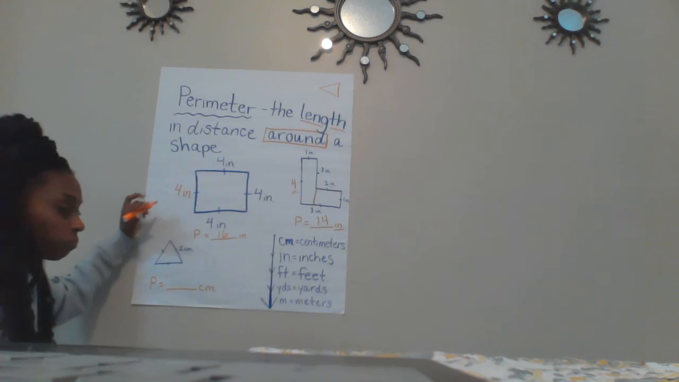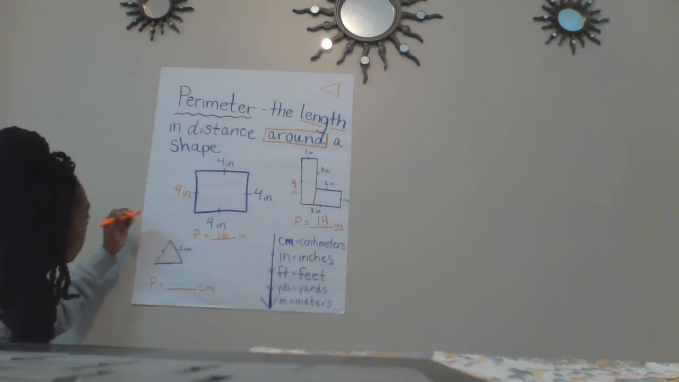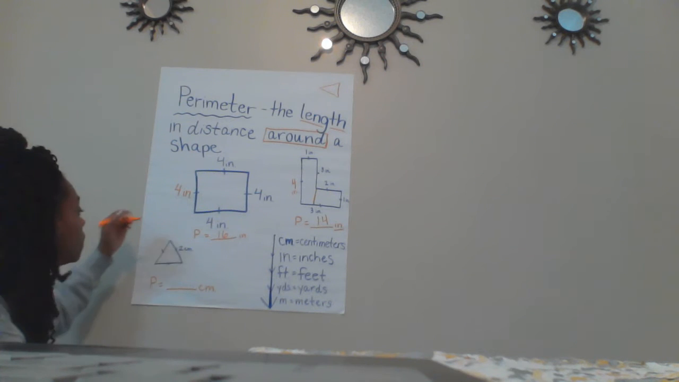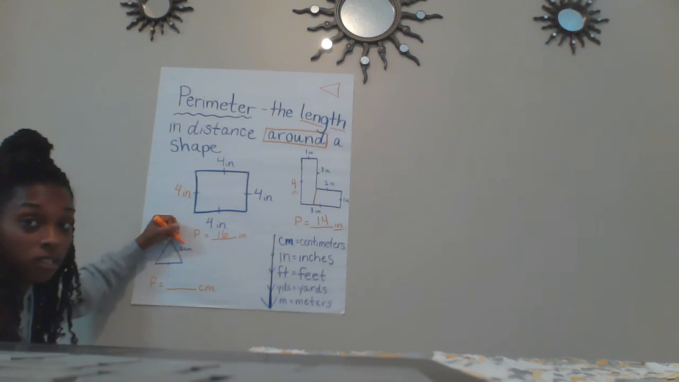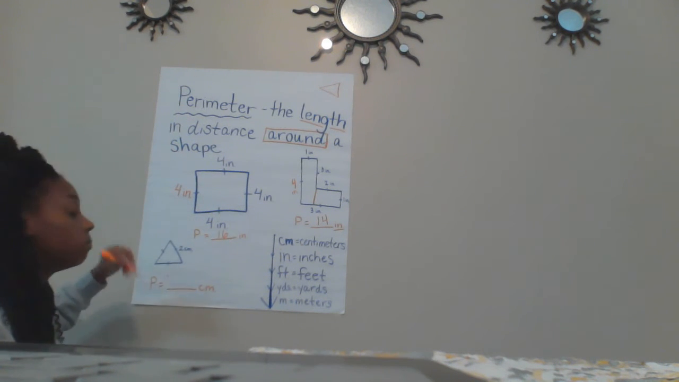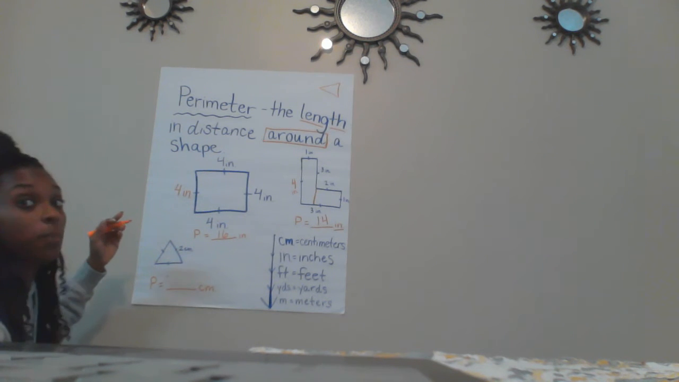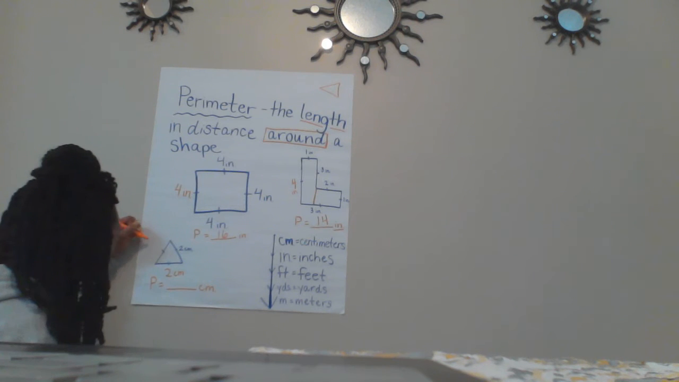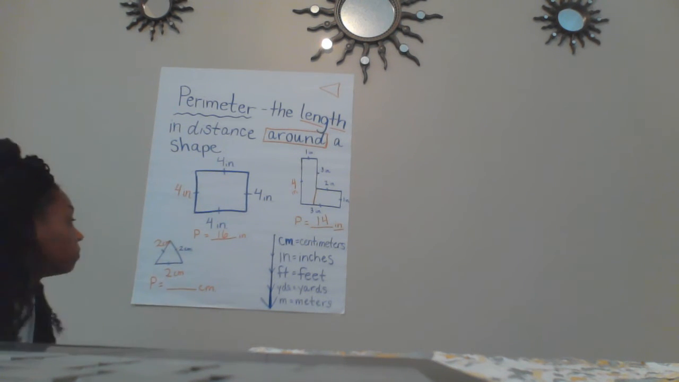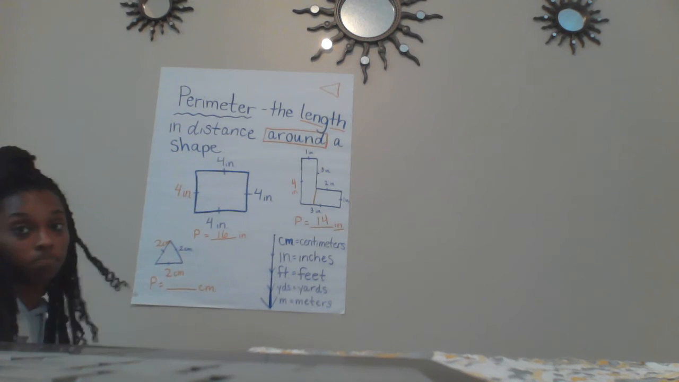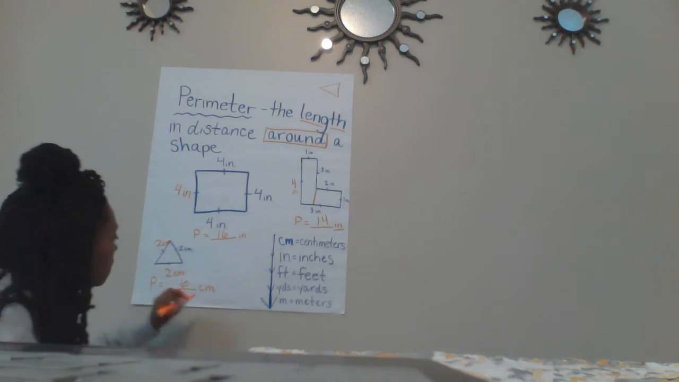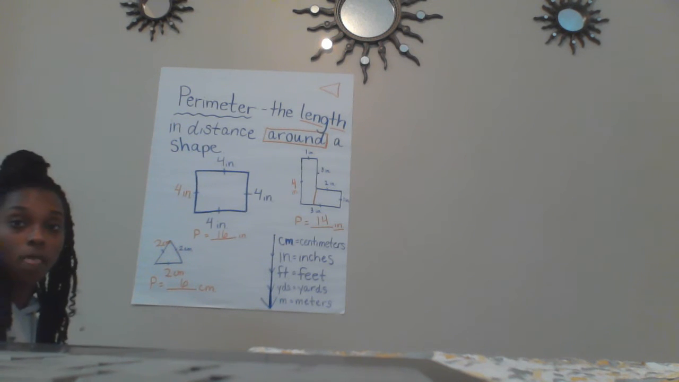All right, so now this is supposed to be equal sides again. If you already know that one side is 2 centimeters, then the others have to be 2 centimeters. So plug those in and add them together. 2, 4, 6. So the perimeter of this triangle is 6 centimeters. Okay?